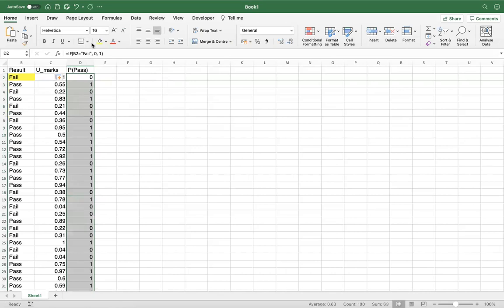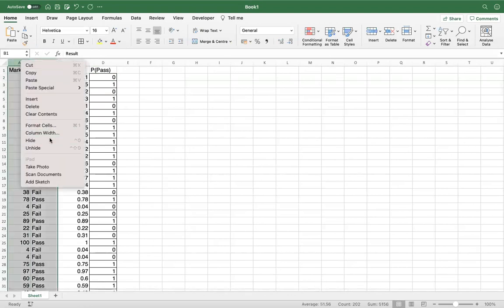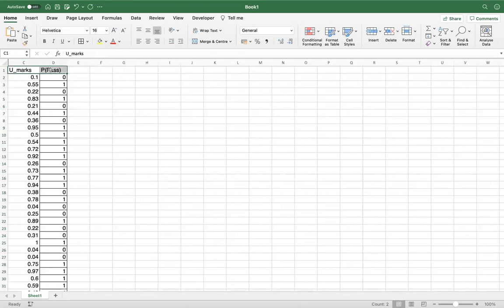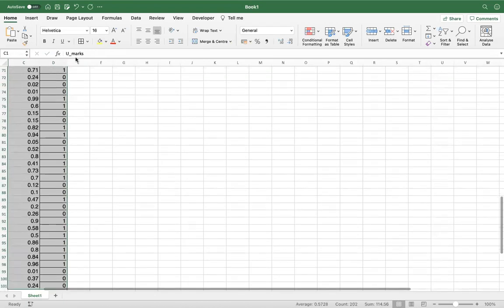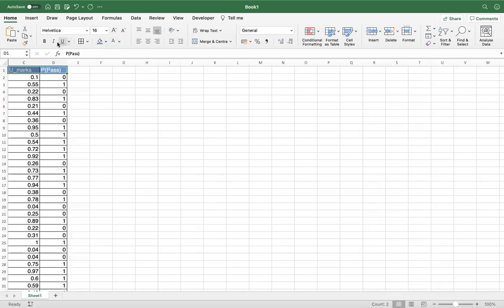In this way, I can extend my values to the entire data. Now I'm going to hide these two columns. So these are our inputs: our updated marks, which is scaled marks, and pass fail, which is the result. Since we have some of these, it satisfied some of the requirements.